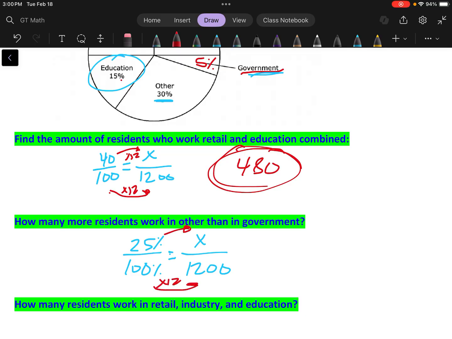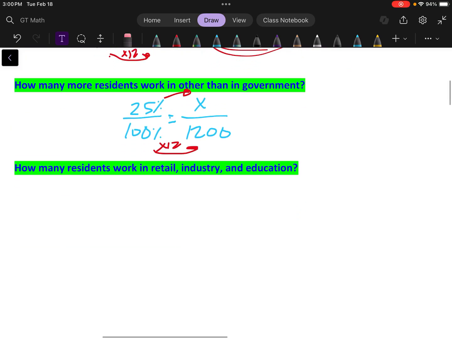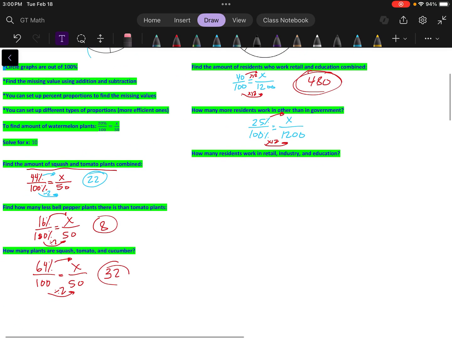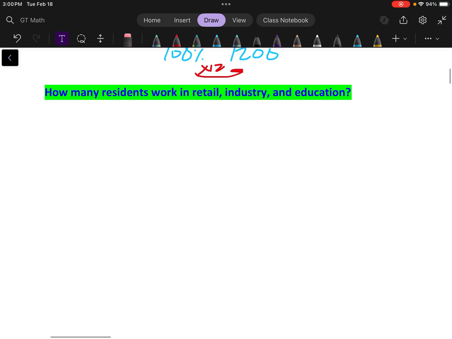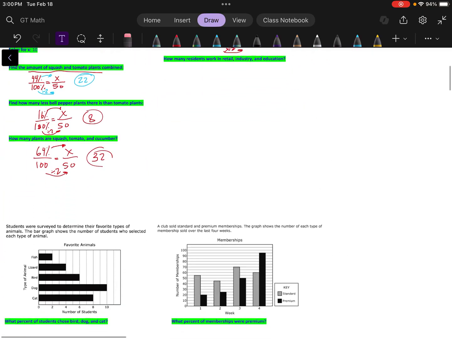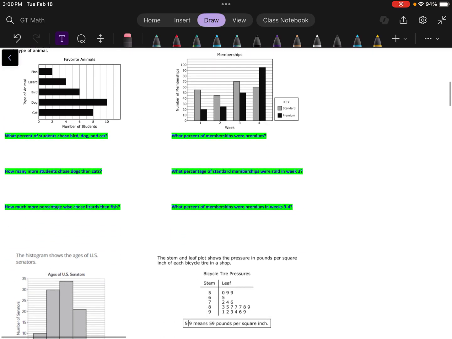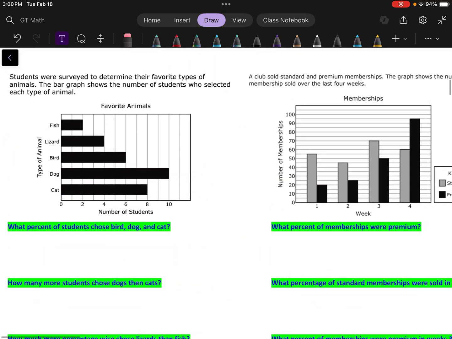25 times 12, and we'll get our answer. So you kind of get the idea, right? Like this one, I'm not going to set up three proportions in retail, industry, and education, and add them all up. Add them all up as percents first, and then you'll have one proportion. All right, now we're going to take a look at some bar graphs.